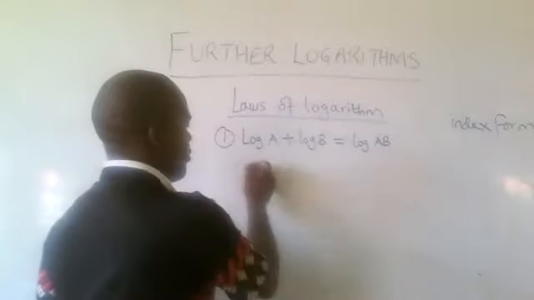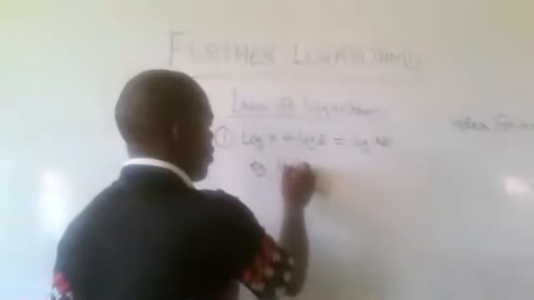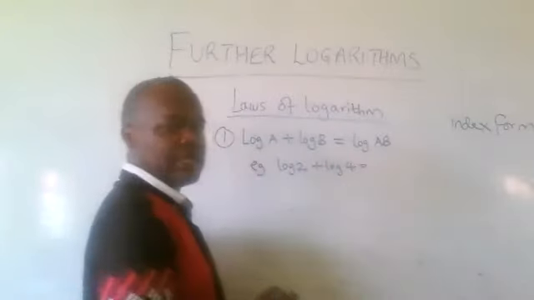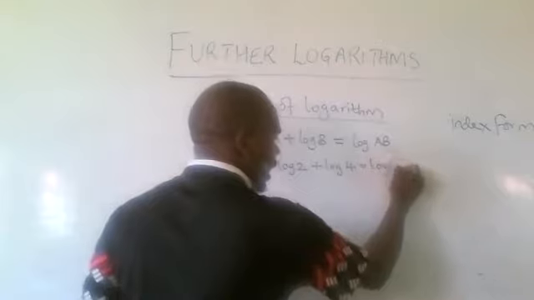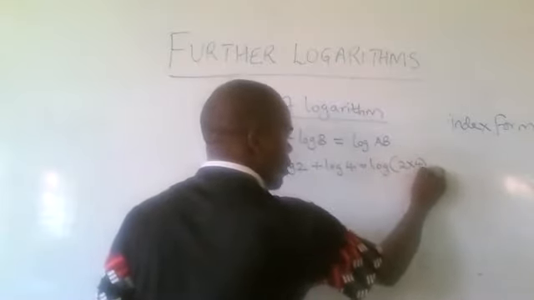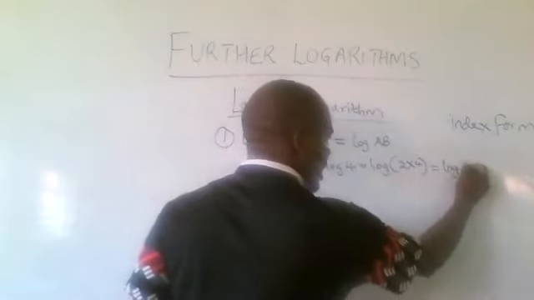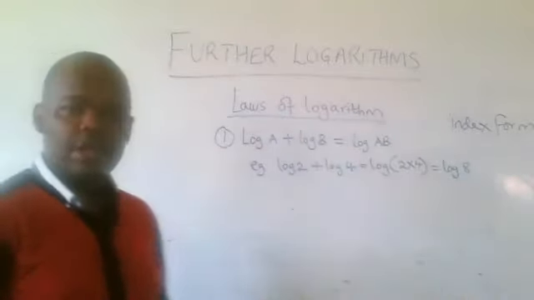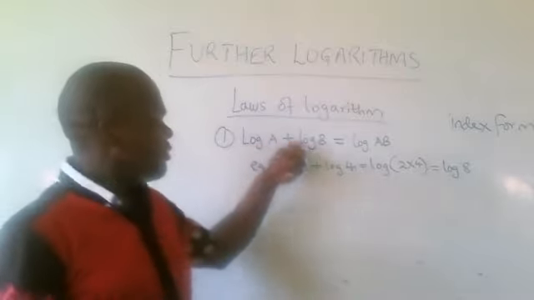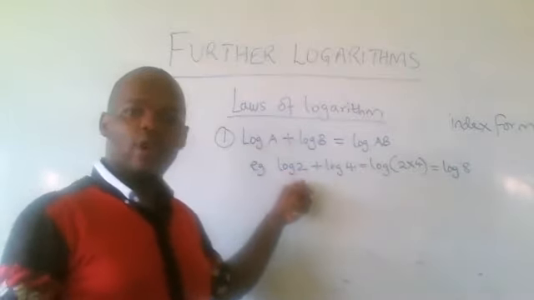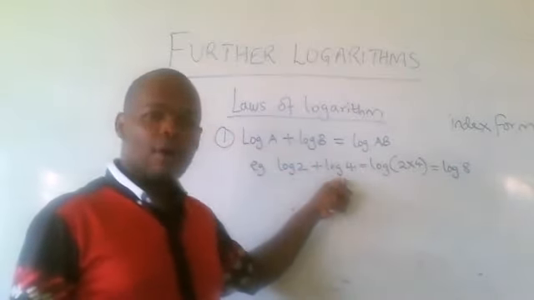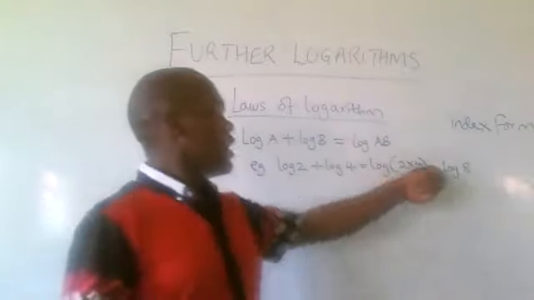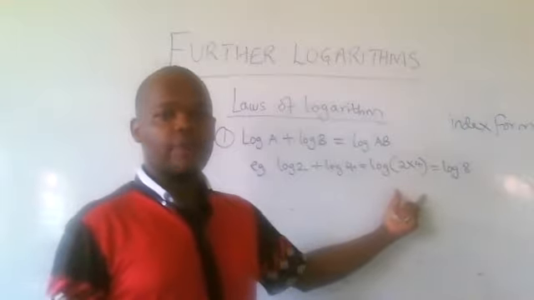For example, if I'm given log 2 plus log 4, then that is log into bracket 2 times 4. So that is the meaning of that law. That log A plus log B is log AB, meaning if I'm given log 2 plus log 4, then you take log into bracket 2 times 4, which is log 8. And you should write very well there.